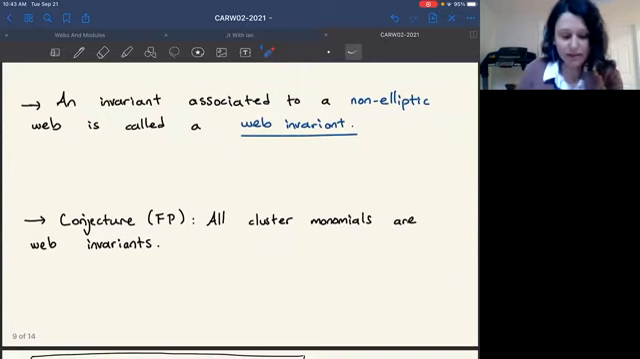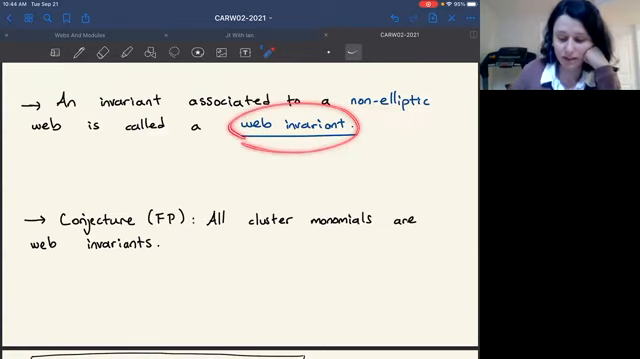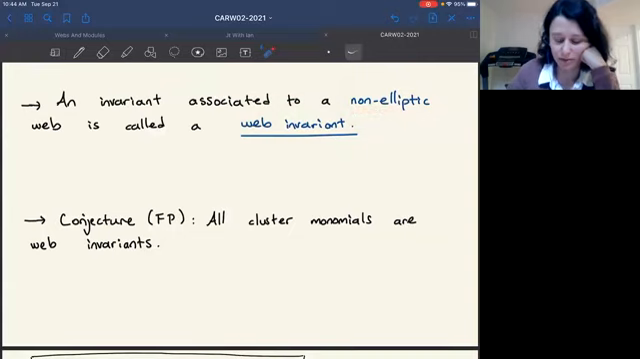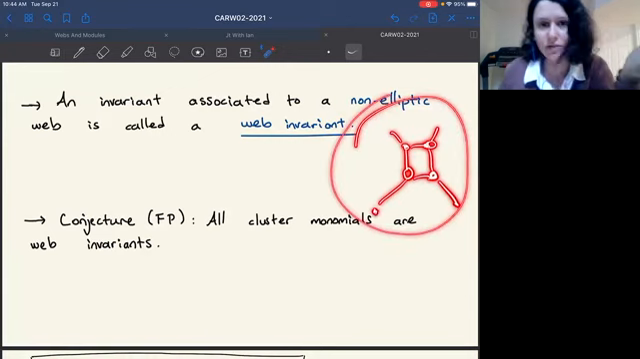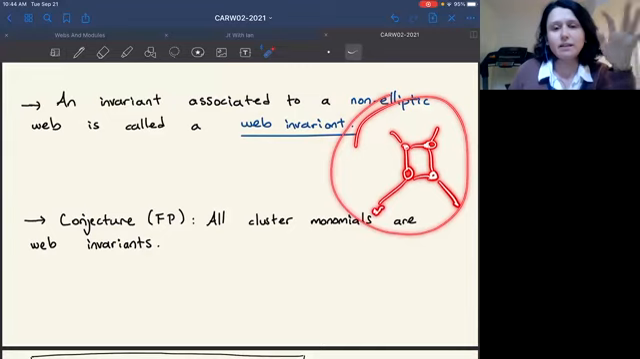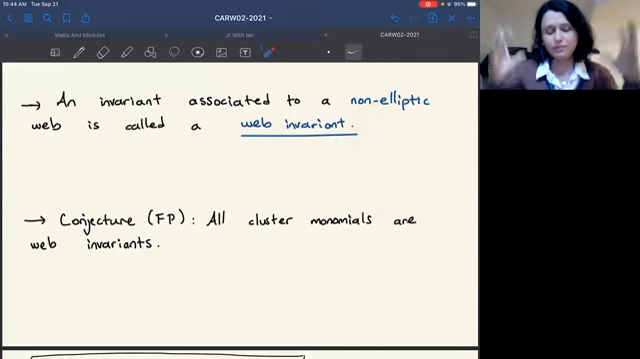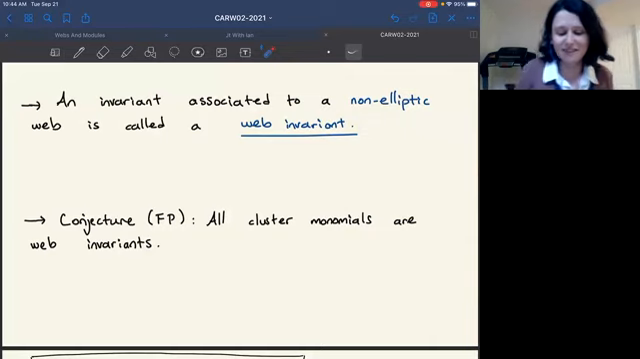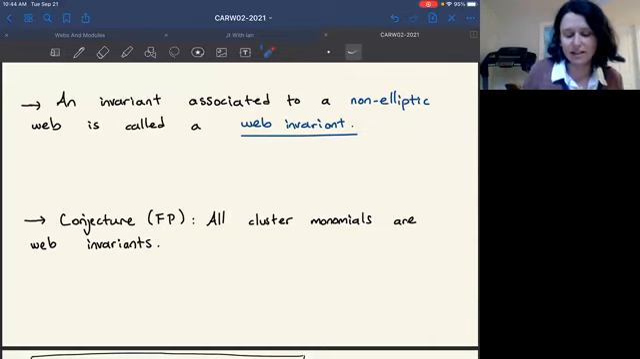This is just a quick note. An invariant associated to a non-elliptic web is called a web invariant. This is not really complicated. It is a little bit technical, but we just don't want multiple edges and certain configurations in the web, because as Chris mentioned, there are skein relations. You can reduce webs and get the reduced version of them, the most beautiful version of them. And when you write the invariant, we call it a web invariant.